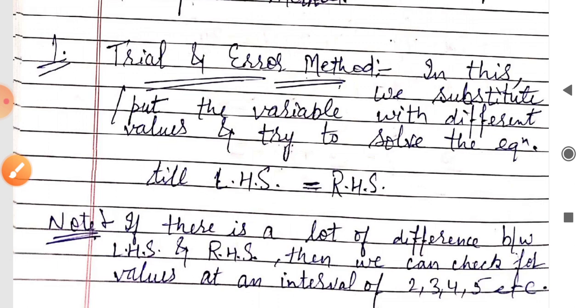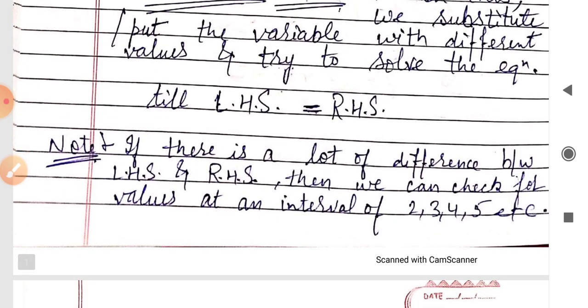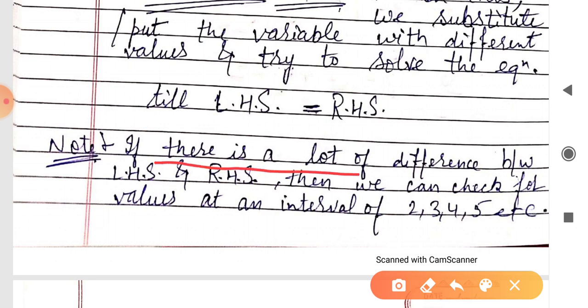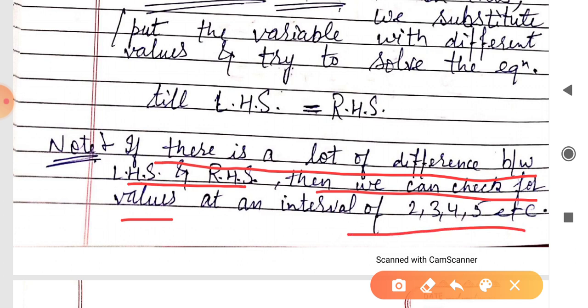And there is one note. If there is a lot of difference between left hand side and right hand side when we put the value of a variable, then we can check for values at an interval of 2, 3, 4, 5, etc.